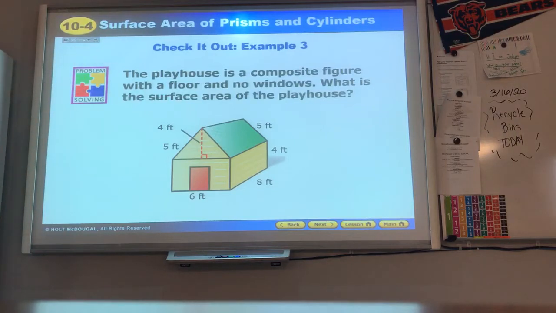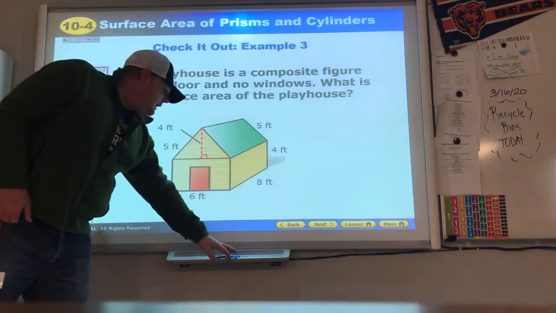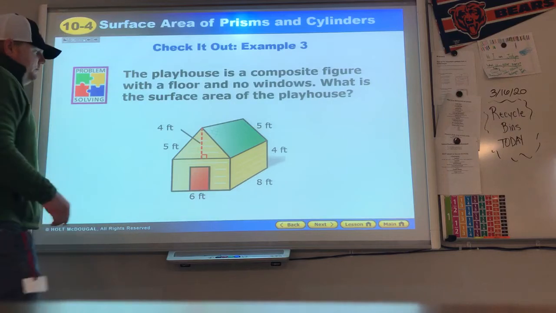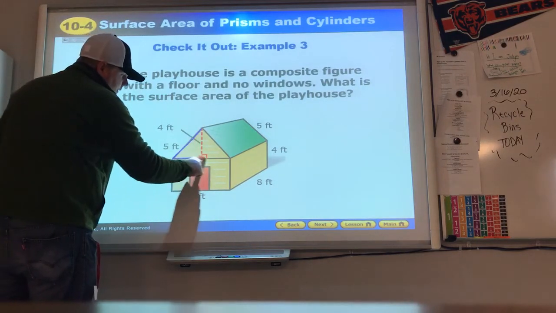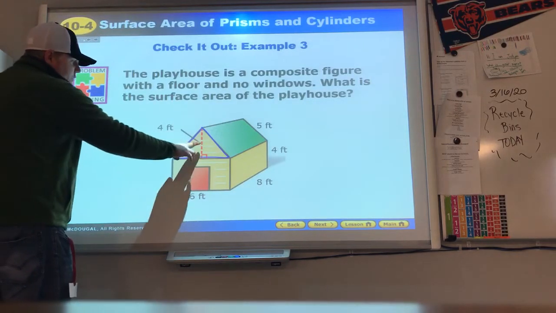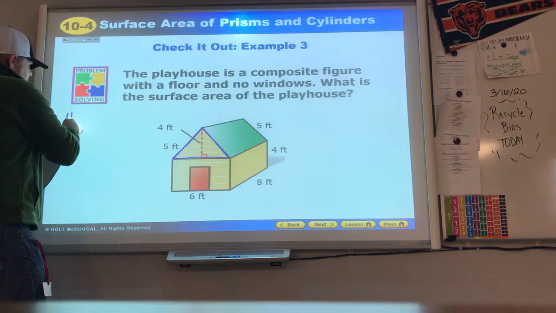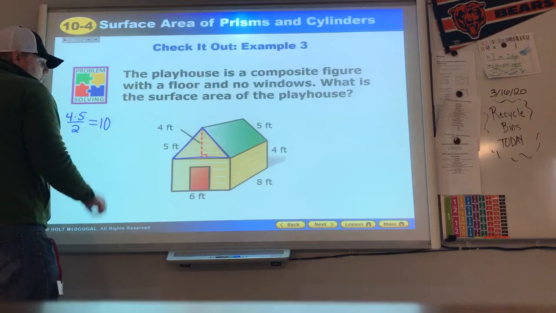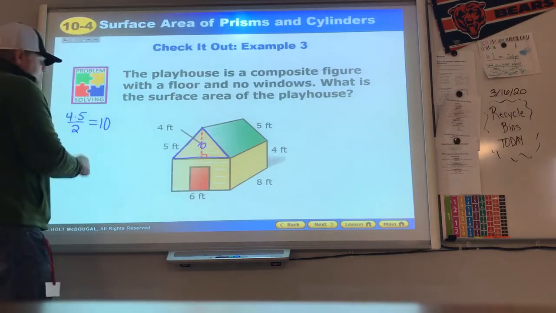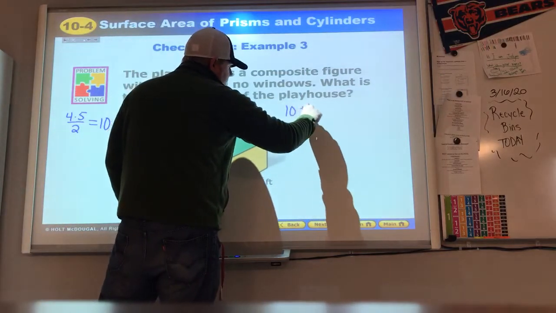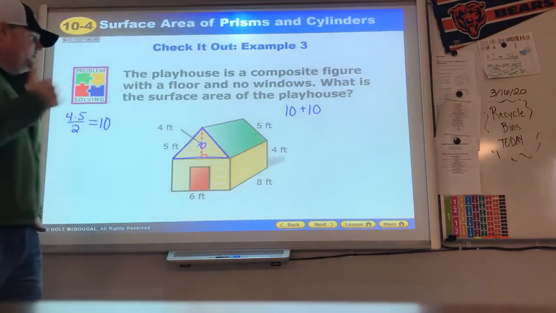All right. Again, we have a similar composite figure. Sometimes with these, it makes the most sense to just do the individual figures. Oh, that's a 4-foot by 5-foot triangle. So 4 times 5 divided by 2. That's 20, and that equals 10. So I know this triangle is 10. I know the triangle on the other side is 10. So 10 plus 10, that's the 2 triangles. I've taken care of those.